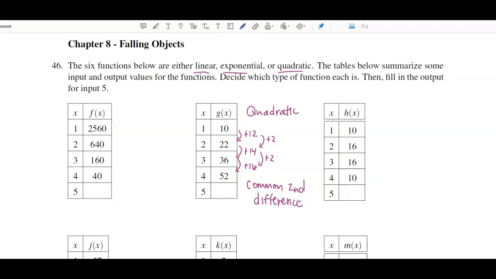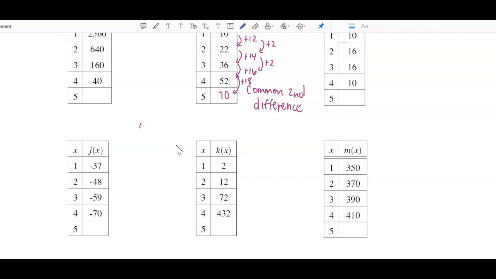Right. And then make sure you know how to fill in that box. So if it was adding 16 there, then we'd be adding 18 to figure out what my next number would be there. So that would give me 70. Okay. And then remember, you can tell it's linear if it is adding or subtracting the same amount each time on that first difference. So here we're saying, okay, we're adding 20, we're adding 20.